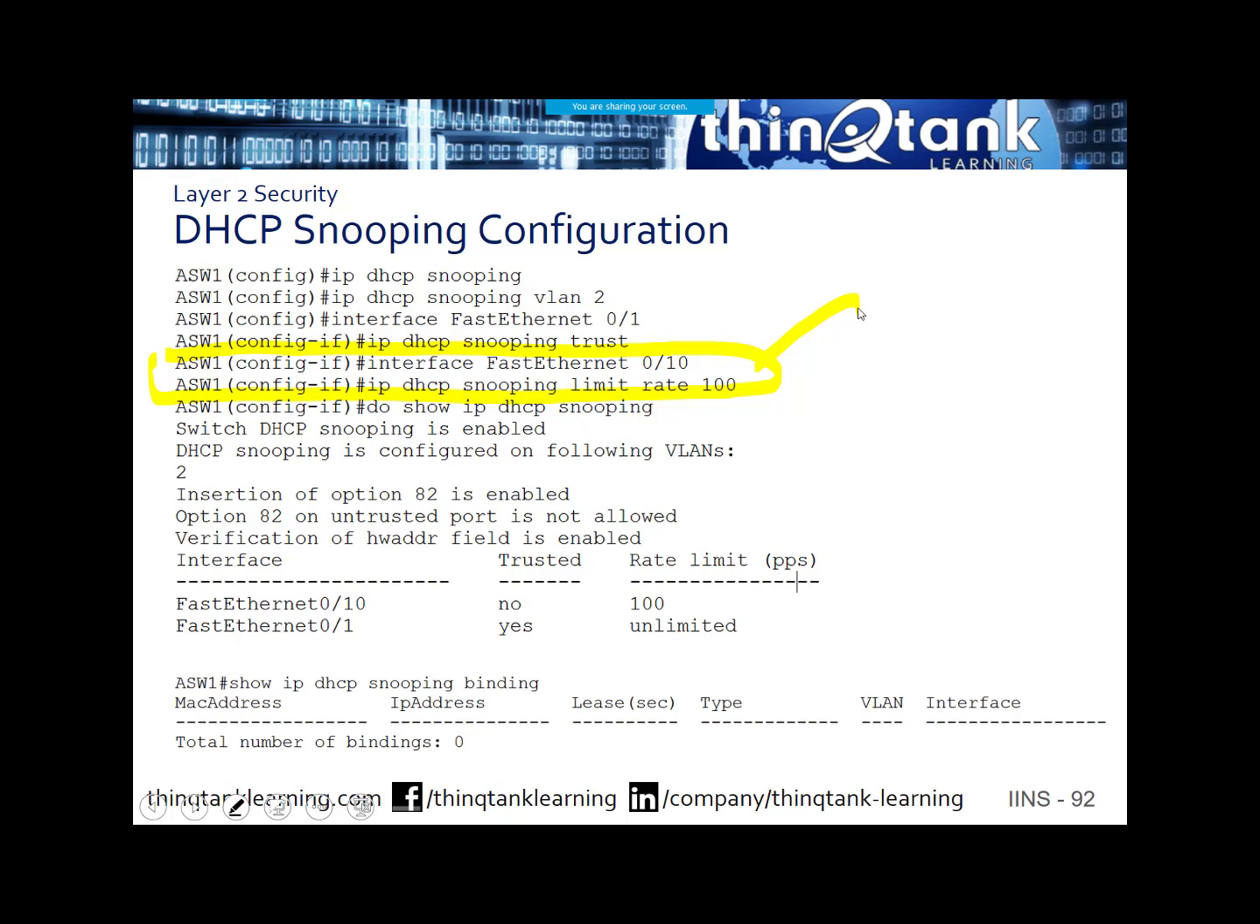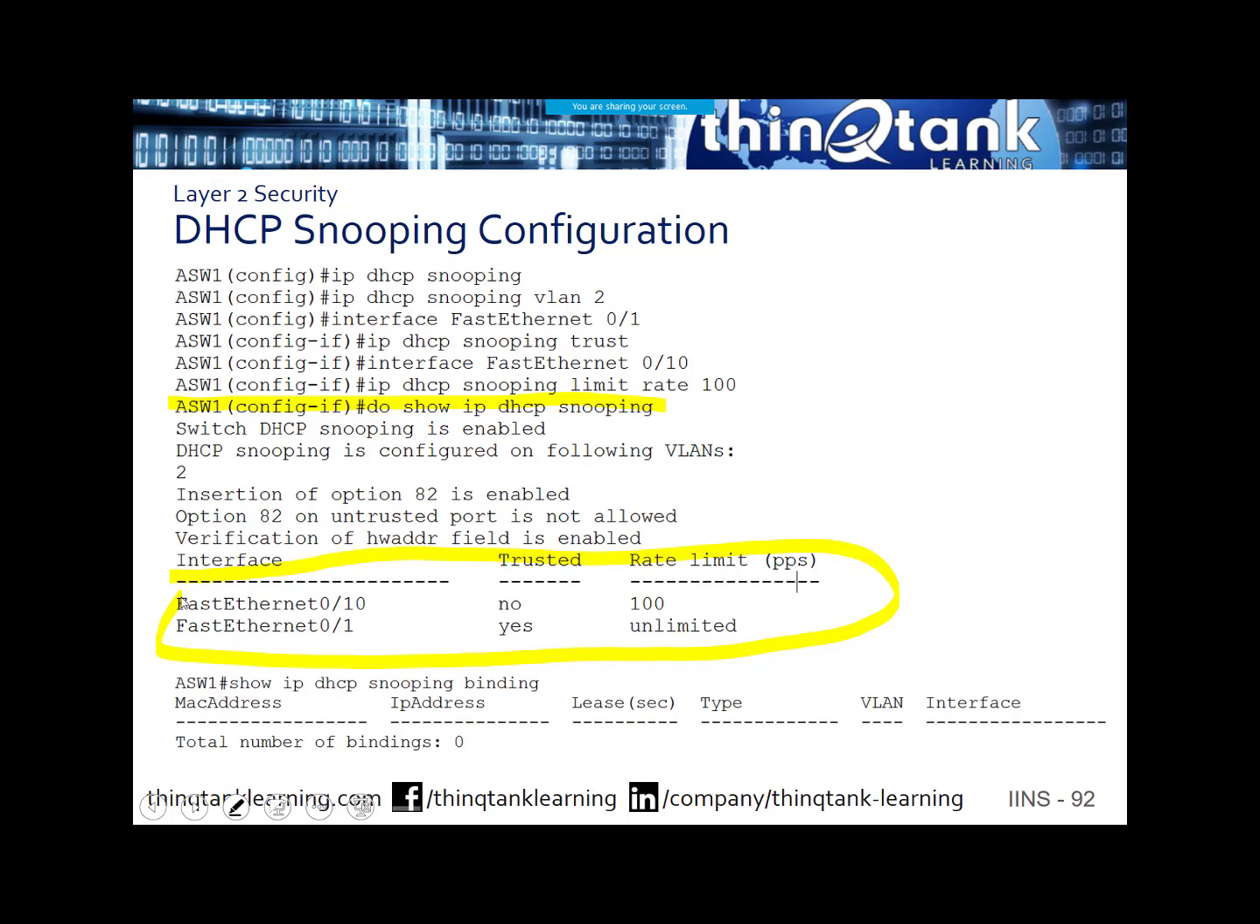On your trusted ports, you just put trust. You can also rate limit your trusted ports as well if you choose to, but it's usually not done. We usually just let an unlimited amount of data flow through that interface because that server is most likely going to be responding to lots and lots of different DHCP requests. And if you do a show IP DHCP snooping, you can see that port 0/10 is untrusted, and it's rate limited to 100 packets per second. Port 0/1 is trusted, and it's not rate limited.